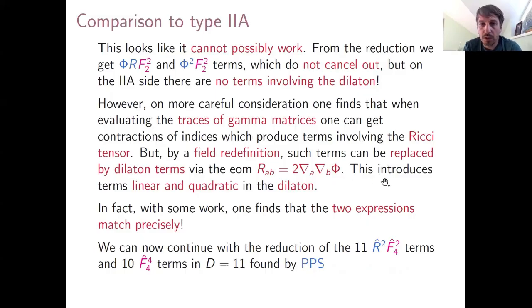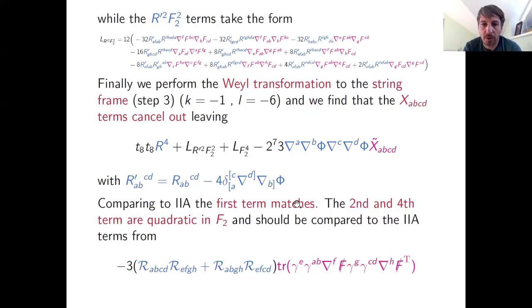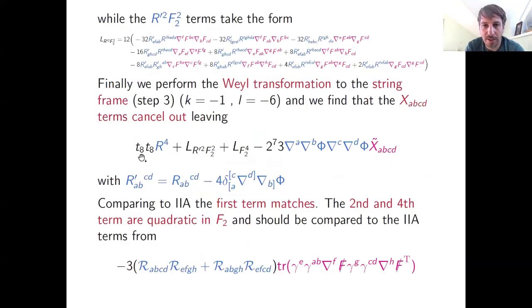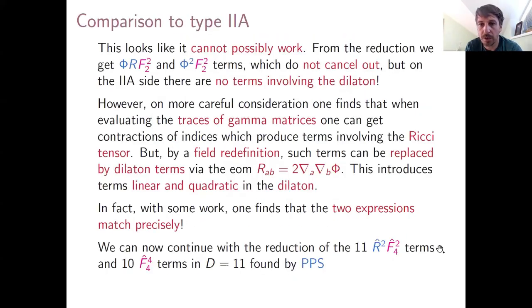And in fact, this will introduce terms that are linear or quadratic in the dilaton, because you can have either one or both of these R's converted into a Ricci tensor by those contractions. And in fact, if you work it out, it's a bit of work, but you find that the two expressions match precisely, again, after field redefinitions and integrations by parts and dropping higher order terms, right? So although these expressions looked very different, it turns out that they actually match on the nose. Now, this was just the R to the 4 term, right? The T8 T8 R4 term in 11 dimensions.